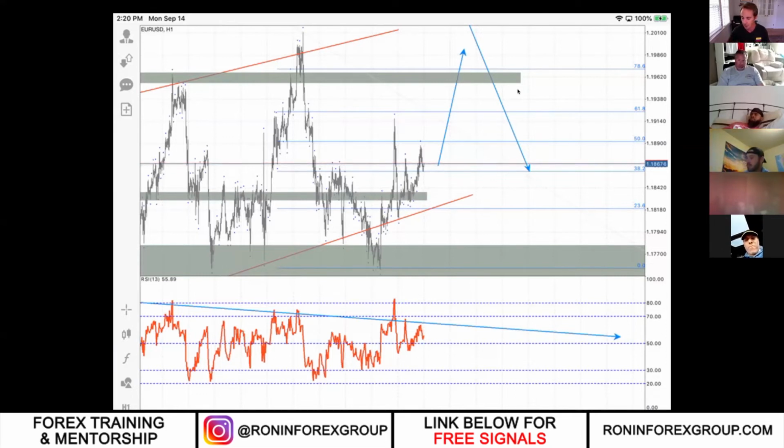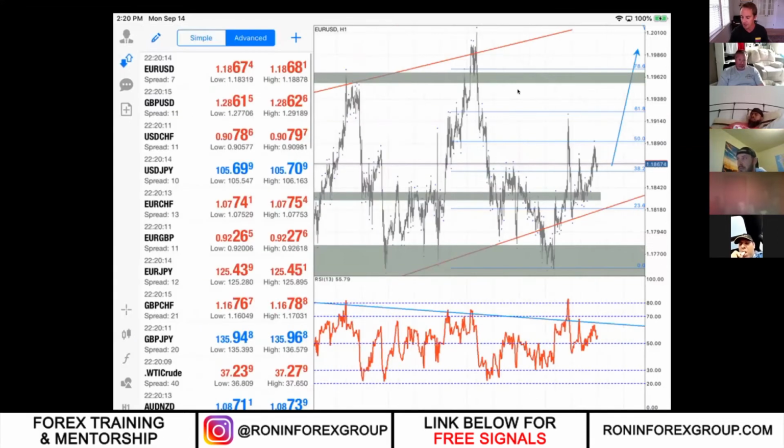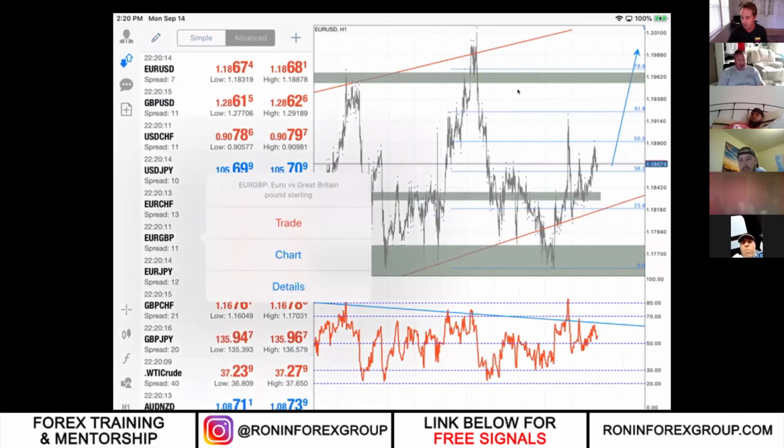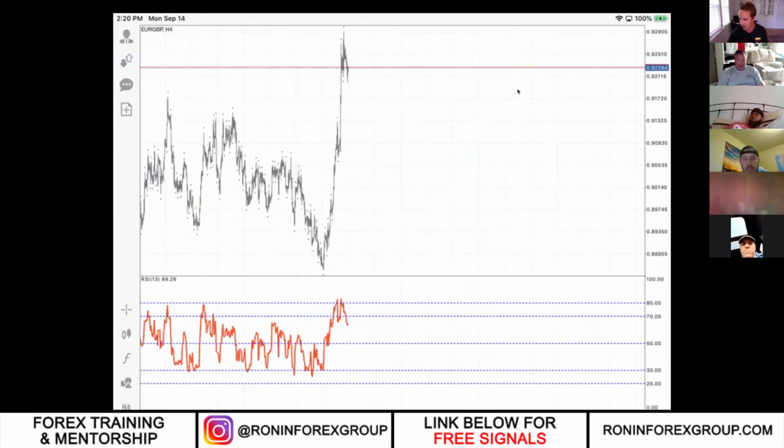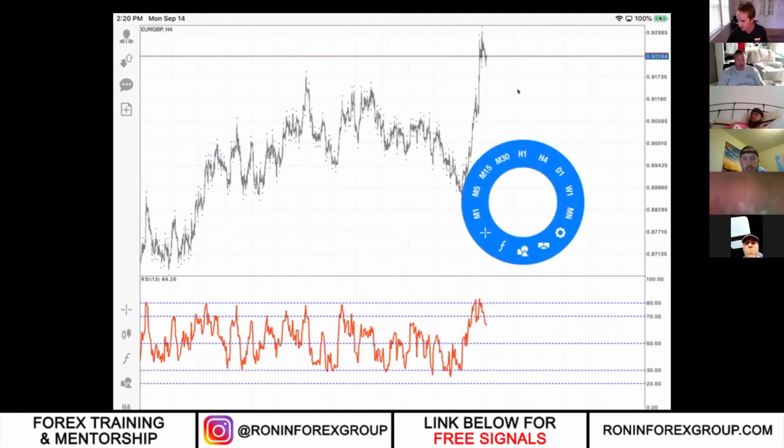So if we're looking at the euro, we put the pieces together with Euro AUD. Here we are in Euro USD. Well, where is another place we've had a massive move in the euro, right? So it's been Euro Pound. Euro Pound had this huge breakout.